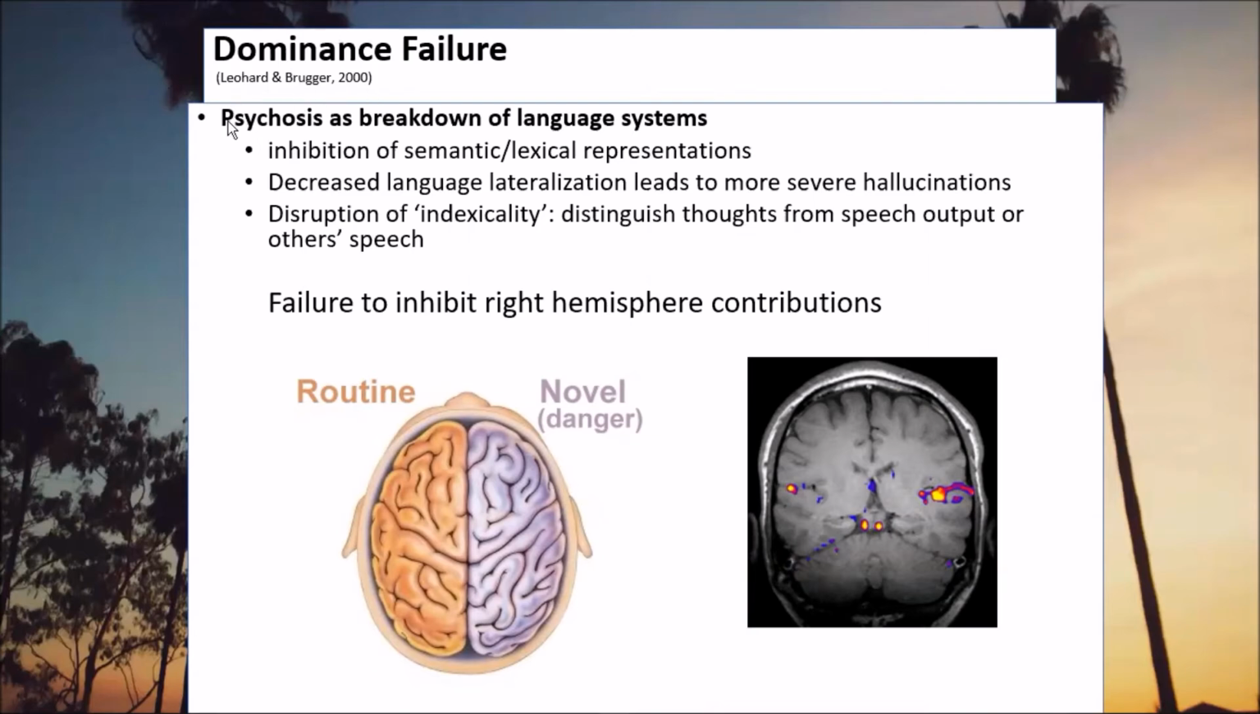This from 20 years ago talks about psychoses as a breakdown of the language systems, a dominance failure. You lose that left hemisphere control of your behavior, and if you have too much right hemisphere, in a really safe situation, great, but in a normal situation, suddenly you're worried about danger, because what's going to come at you cannot be danger if it's routine, or you wouldn't be alive. So decreased language lateralization leads to more severe hallucinations, disruption of distinguishing inner speech from the speech output of others, and failure to inhibit the right hemisphere's contributions. This was their model.